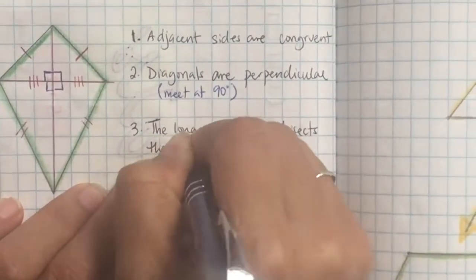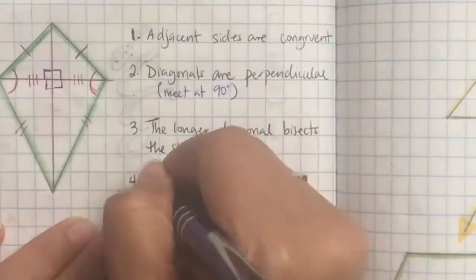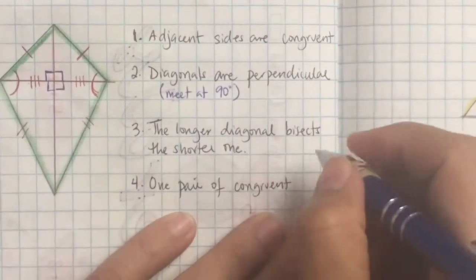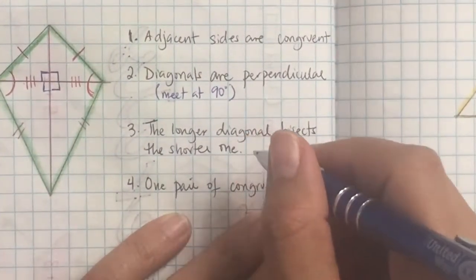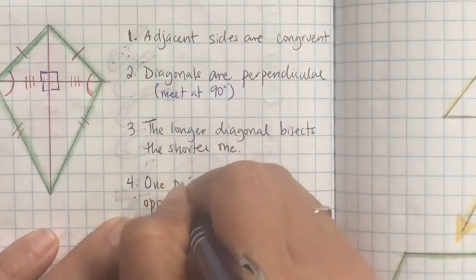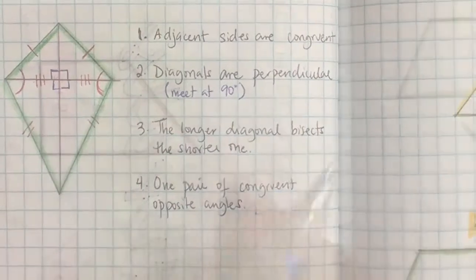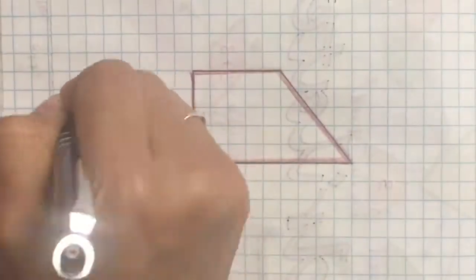And then maybe the less obvious one would be this last one, which is one pair of congruent opposite angles, meaning the left and the right are congruent. Now the bottom and top are not congruent because the one side is longer and the other one is shorter. So those would be the four things that make a kite. All right, let's look at a trapezoid.